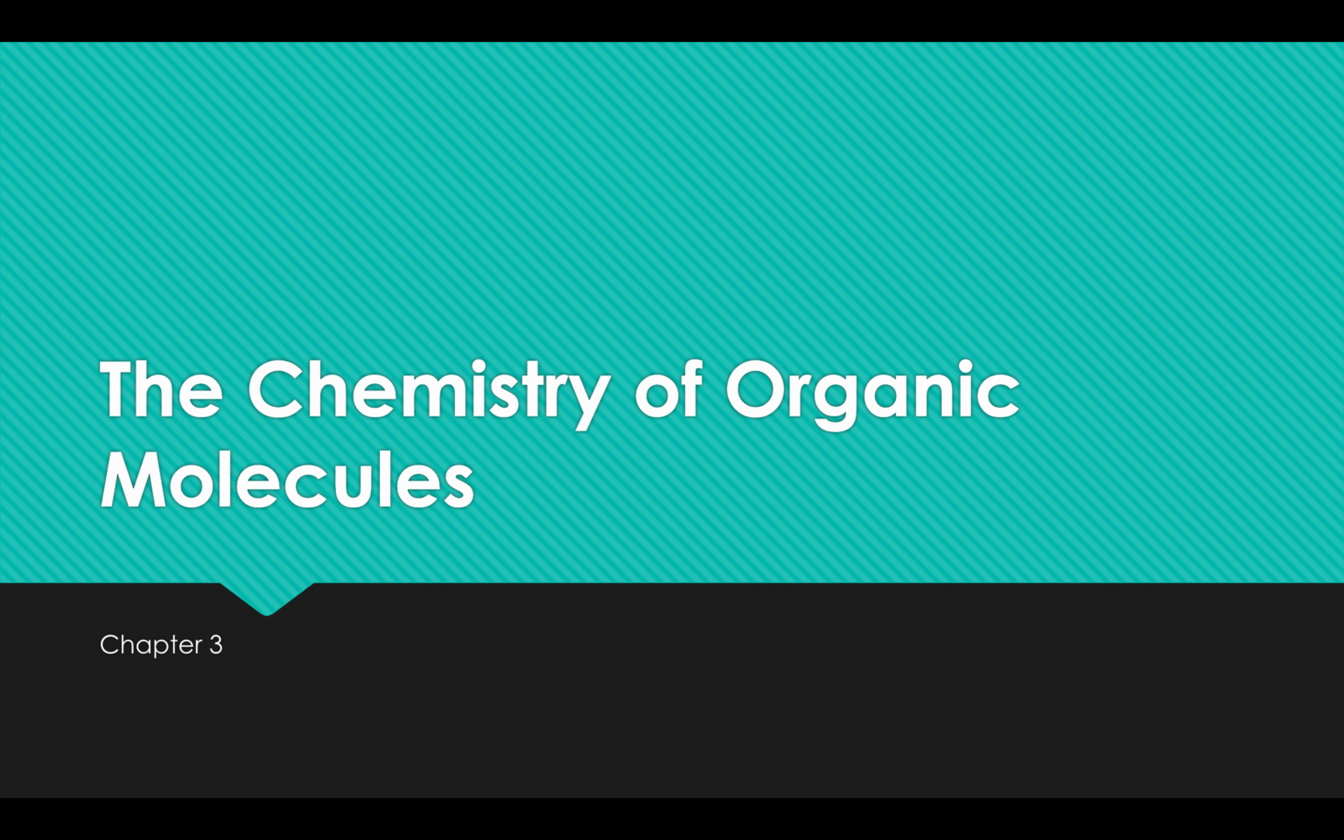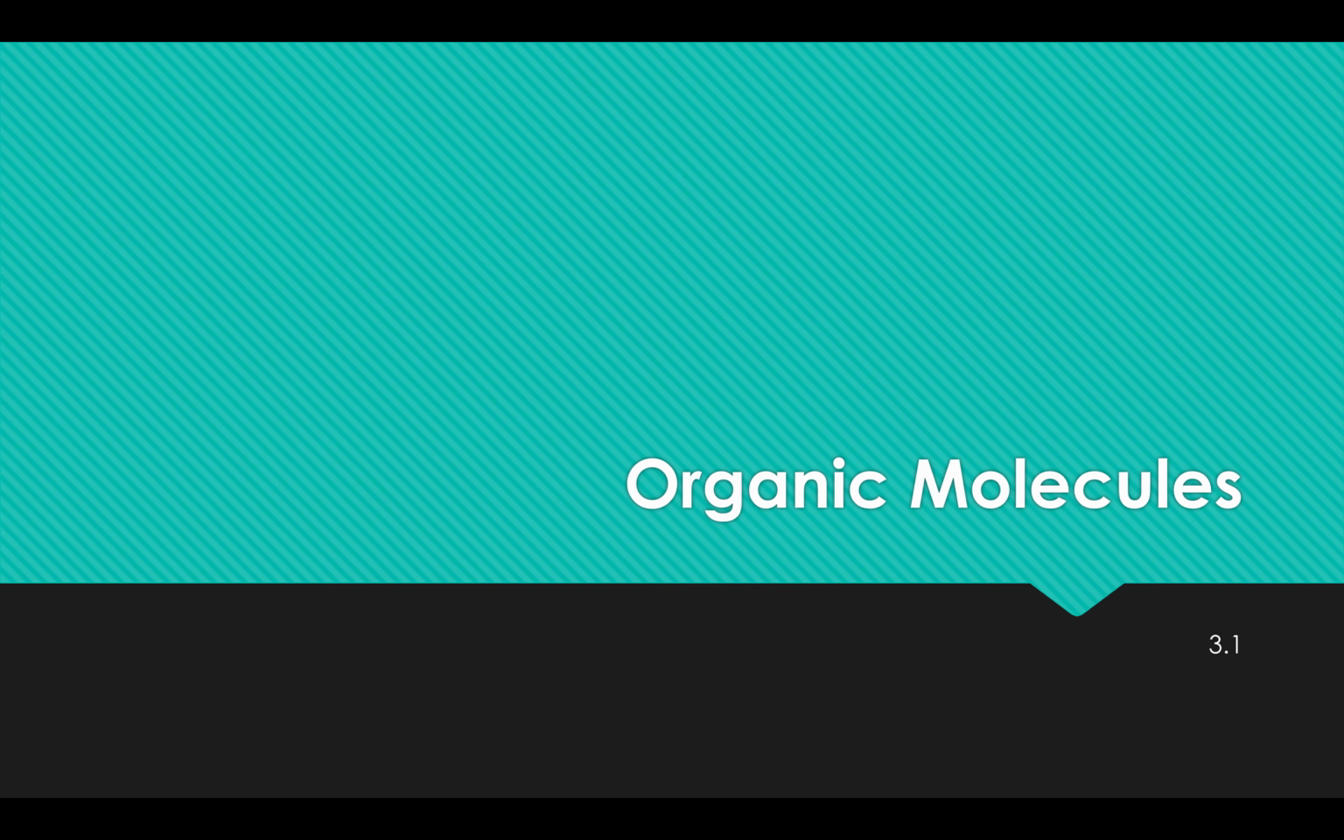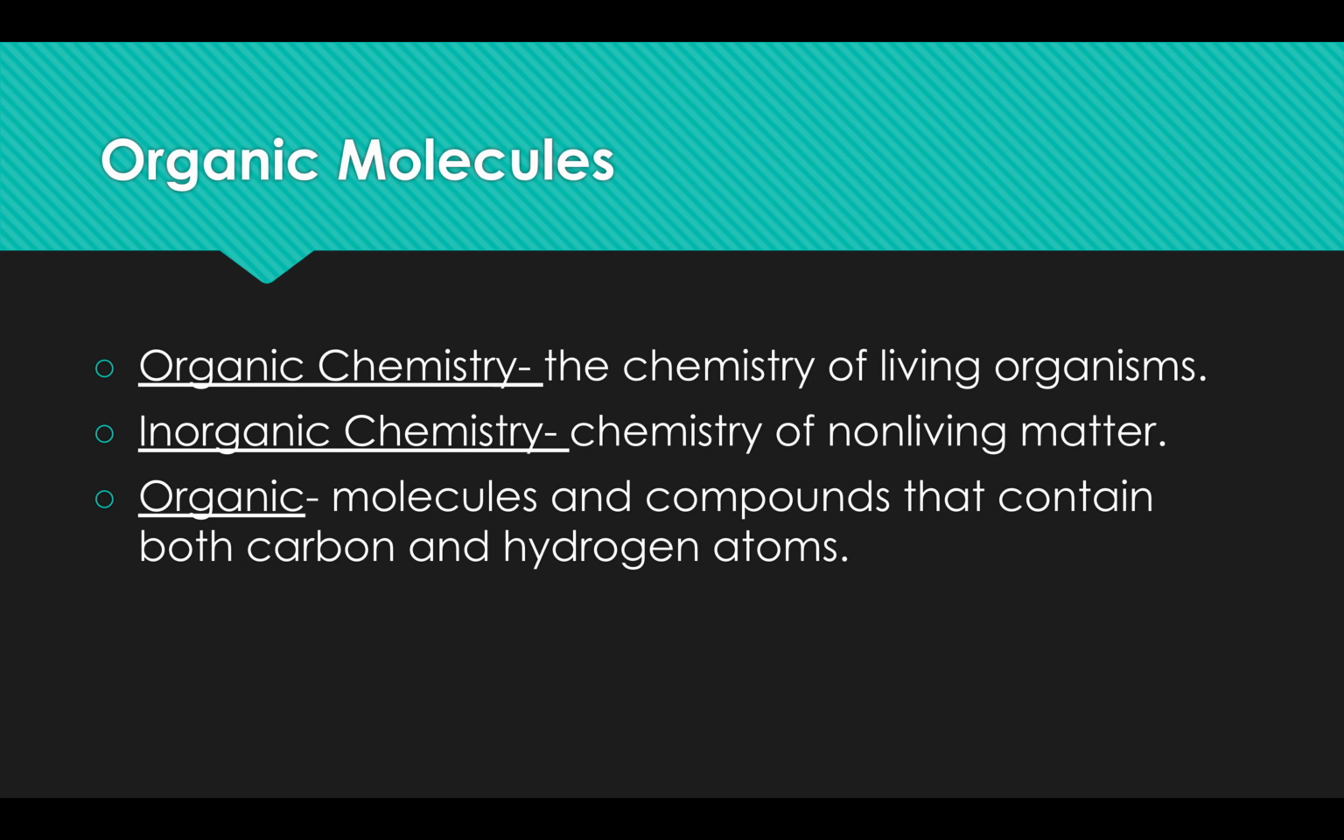So this is the chemistry of organic molecules. This is the last chemistry chapter before we actually get into biology. So 3.1 is organic molecules, just like an overview. Here are 3 definitions that you need to know. Remember, we're writing it in shorthand if we can.